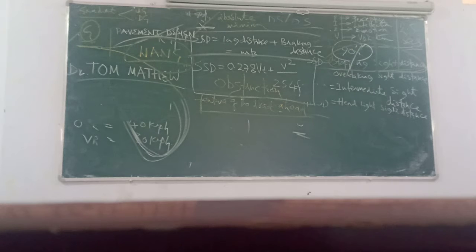Underline. Now you write the distance within which a motor vehicle can be stopped depends upon the factors listed below. Now you write 1, 2, 3, 4.